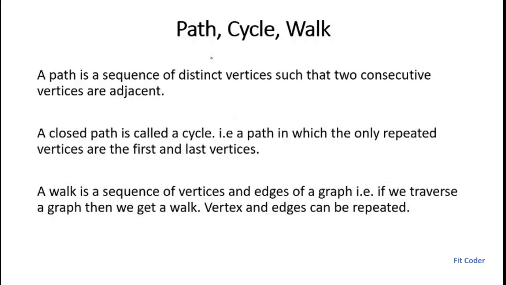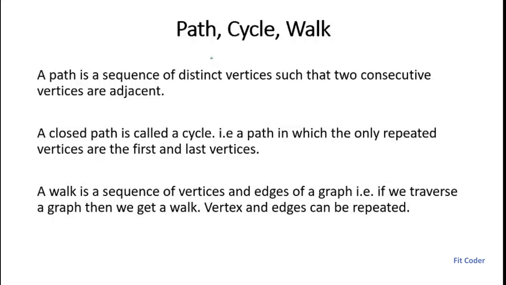So next comes path, cycle and walk. This is very commonly used in all graph problems, but there's a slight confusion between them. So I've tried to list them all in a single slide, and then we can discuss what a path is, what a cycle is, and what a walk is. Basically, a path is a sequence of distinct vertices such that the vertices are adjacent. So if there is an edge connecting two vertices, that can be considered in a path, but the vertex cannot repeat, so it has to be distinct. If the path is closed, then it is a cycle. If the path ends at the same point where it started, then it is a cycle.